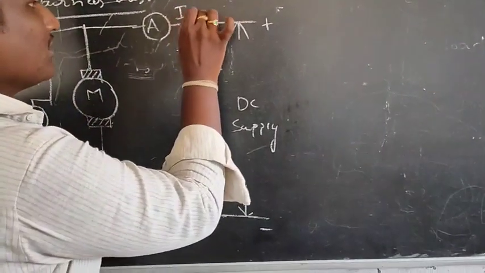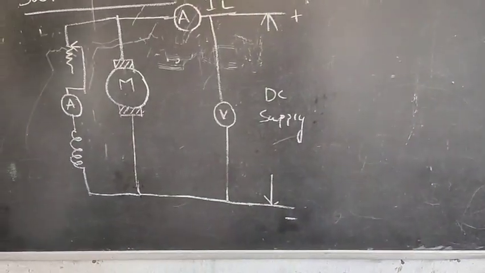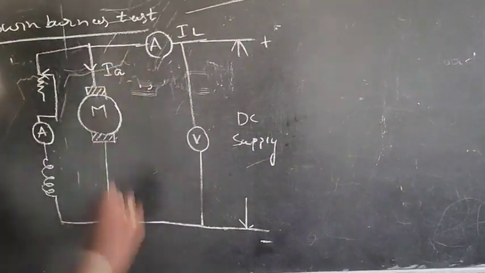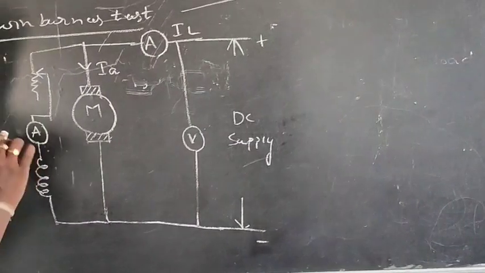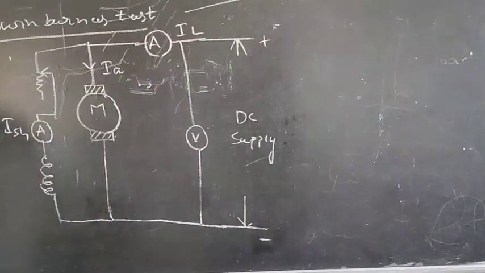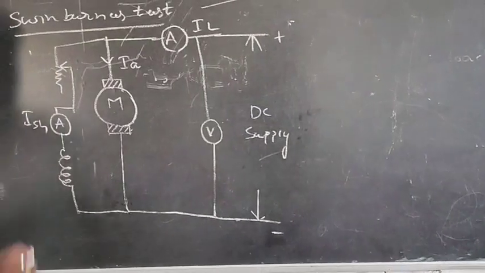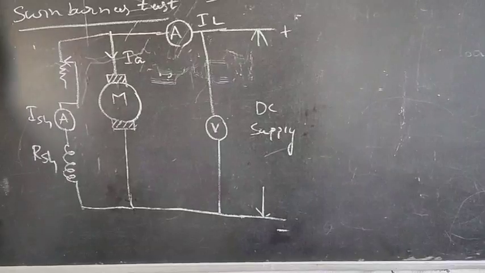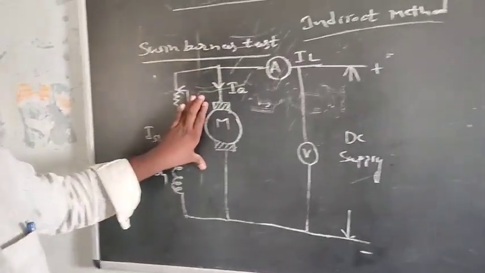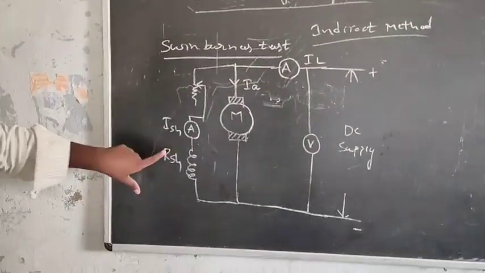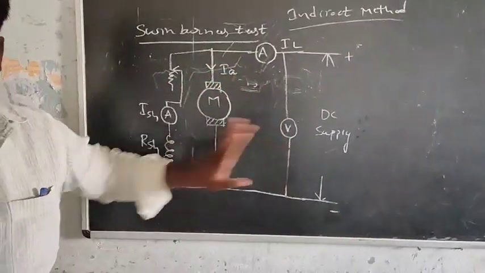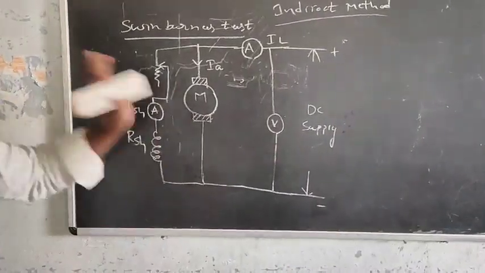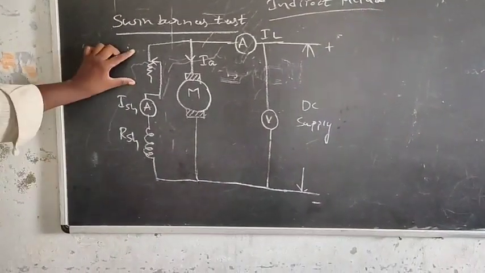This is the line current measurement. After that, this is the armature current. This one is the field current, and this one is RSH. So for the shunt machine, I am connecting one field rheostat and two ammeters along with one voltmeter. The ammeter measures the current, the voltmeter measures the voltage. Here I am adjusting the field rheostat.